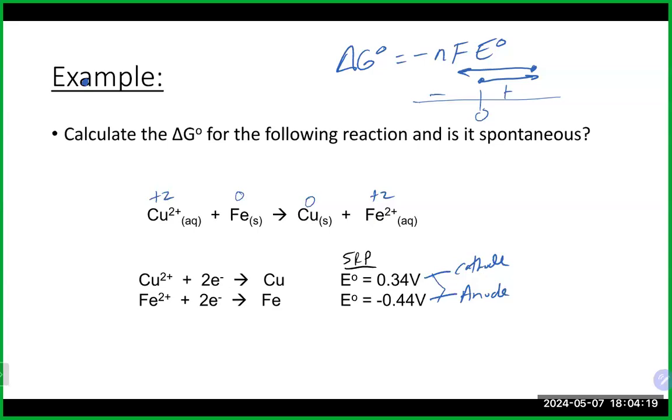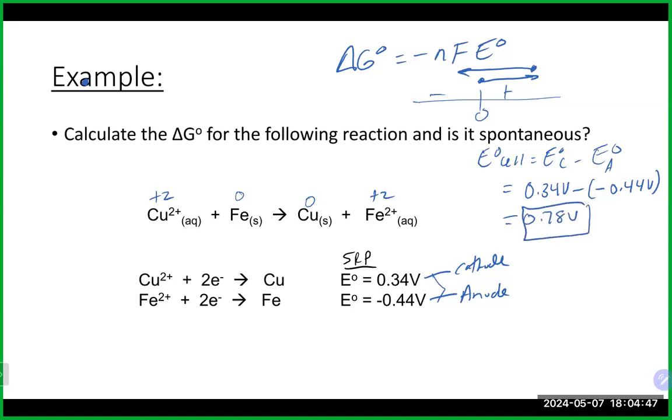So in this particular case, we do need to calculate E of our cell. And in this case, I'm just going to subtract, so I'm not going to change a sign. I'm going to take the cathode, which is 0.34 volts, and minus it from our anode, which is minus 0.44 volts. That's going to give me 0.78 volts as my E of the cell, which is what I need here.